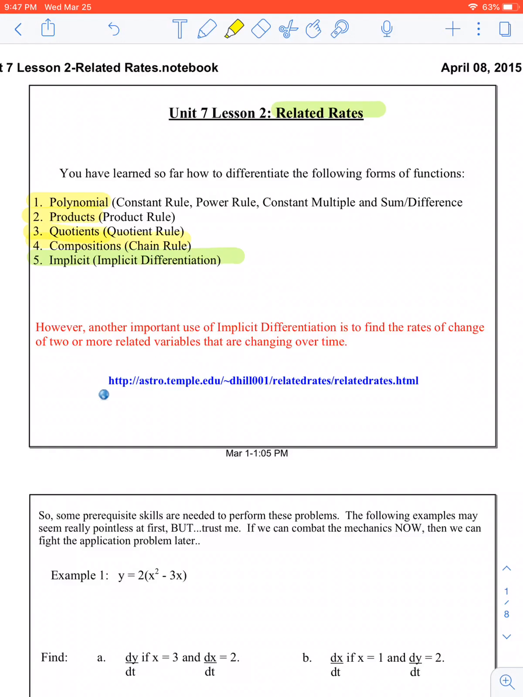So the first thing I'm going to do is go to this link and just give you, again, as I always do, the why. Why are we learning about related rates?